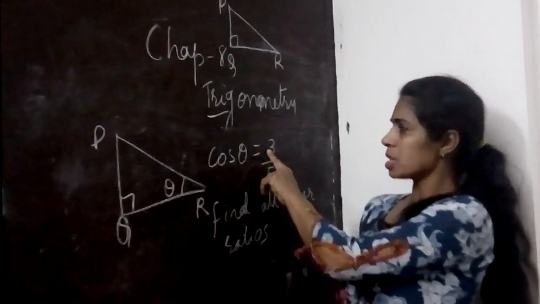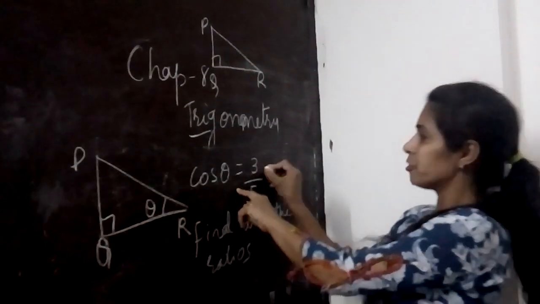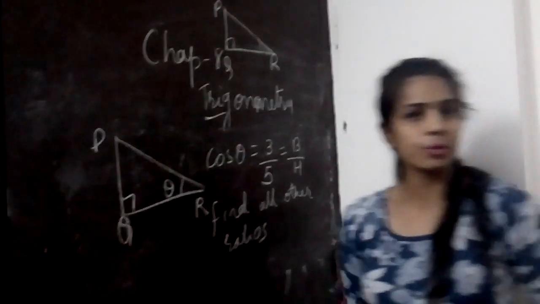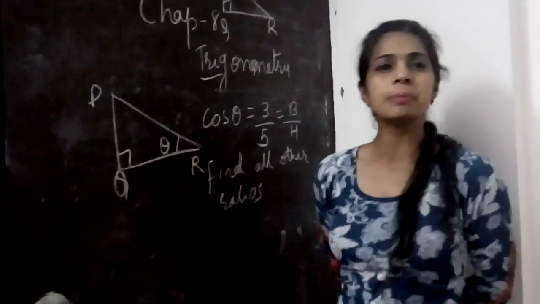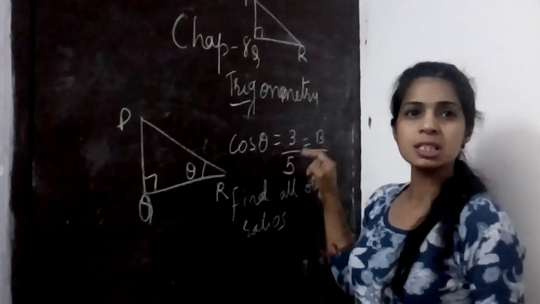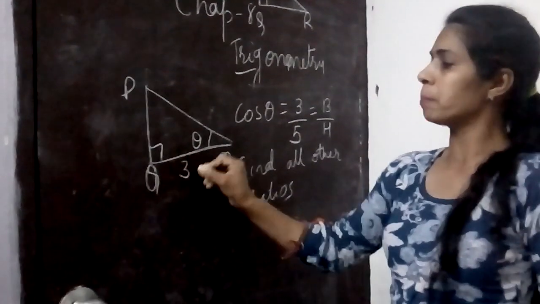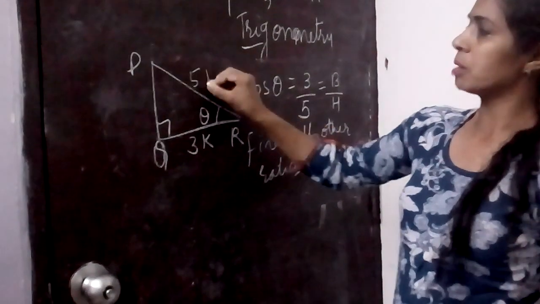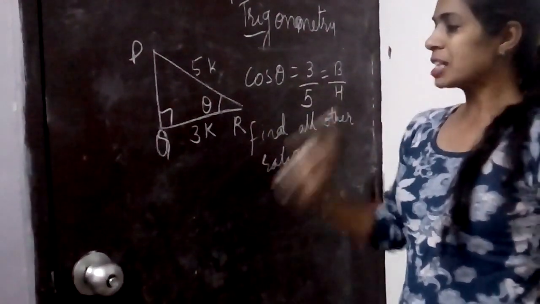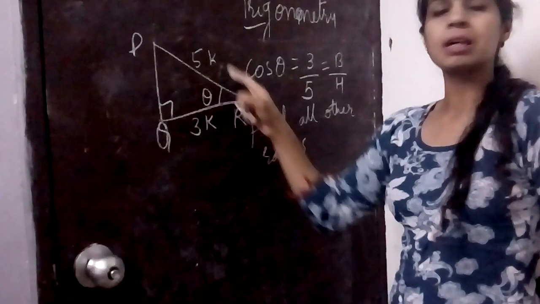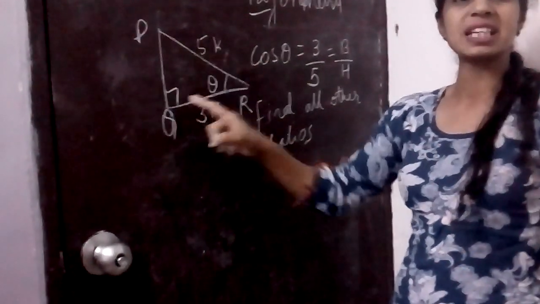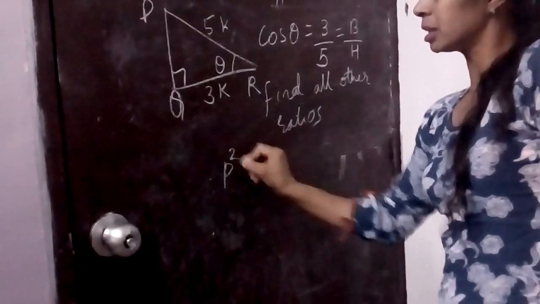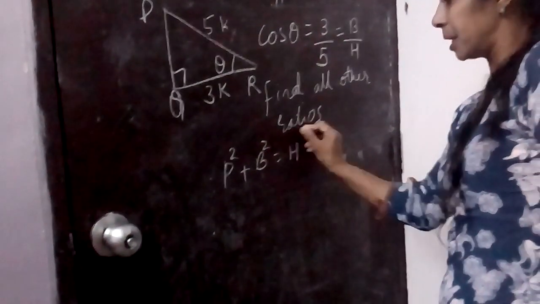When we are talking about cos theta equal to 3 by 5, we have just discussed cos theta is base upon hypotenuse, and since it is a ratio, there must be a constant term lying with these two numbers. So I will take base, since my theta is lying at R, base will be QR, that is 3k, and hypotenuse will be 5k. First step to do this question is, first of all, complete the triangle. That means find out the missing side. We are not having the perpendicular here, so we will be using Pythagoras theorem to find it.